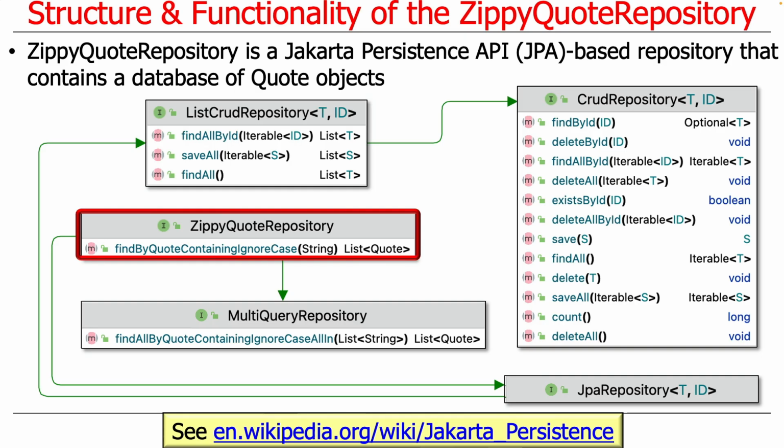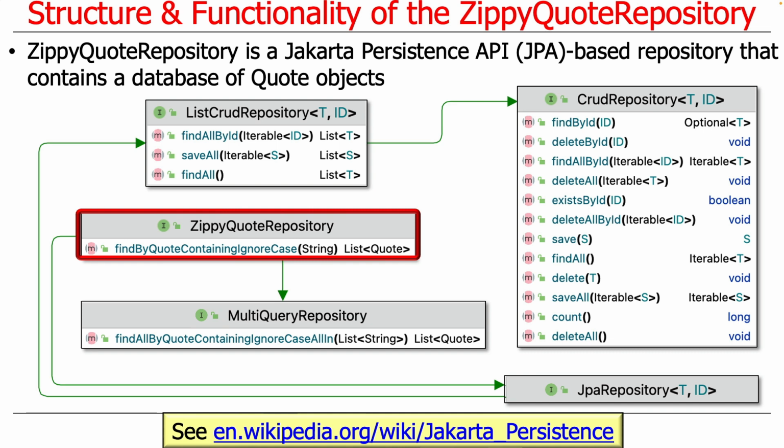So the Zippy quote repository is a JPA-based repository that contains a database of quote objects. And we'll see here that there's a bunch of different pieces. So Zippy quote repository is going to essentially extend the JPA repository, and that in turn is going to extend the list CRUD repository, which in turn is going to extend the CRUD repository. So there's all these methods that kind of come along for free here by using this means of integrating the Zippy quote repository that we write together with other stuff that comes out of the box.